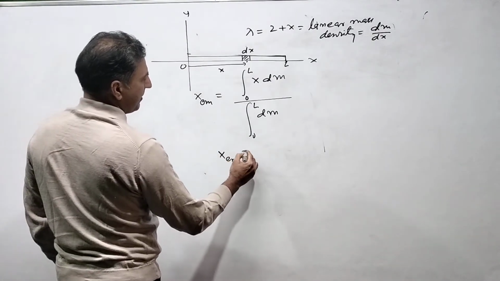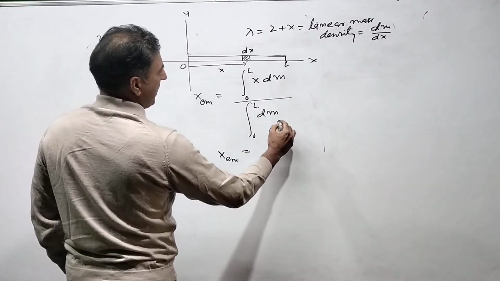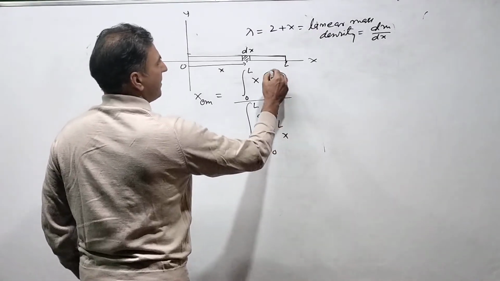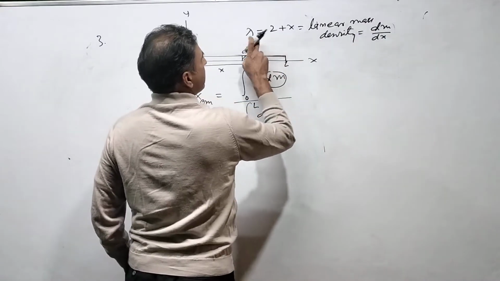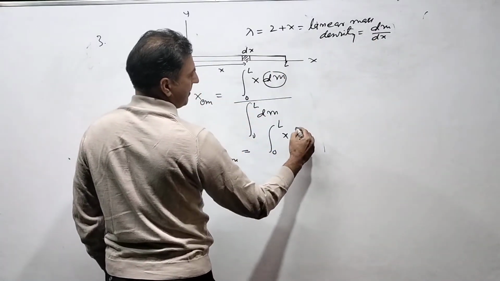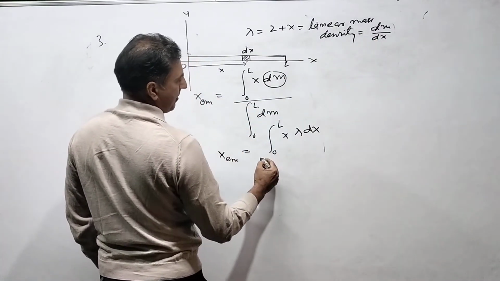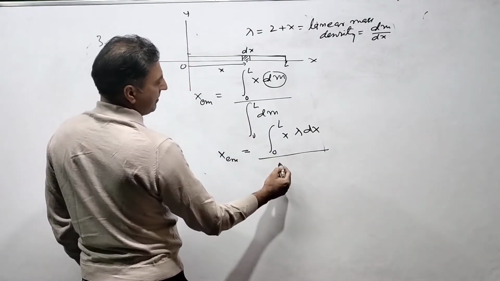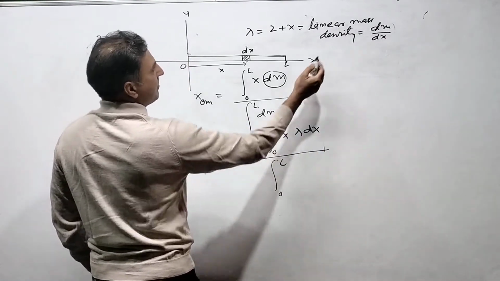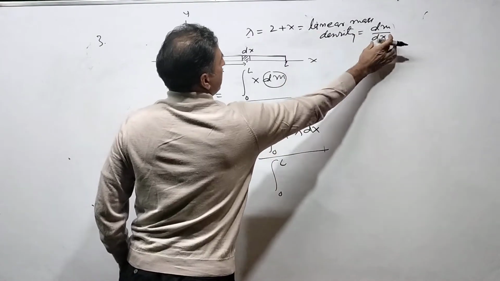तो अब जाकर के Xcm is equal to 0 to L x. What is dm? That is lambda dx, whole divided by, okay, it is 0 to L. What is dm? Again lambda into dx.